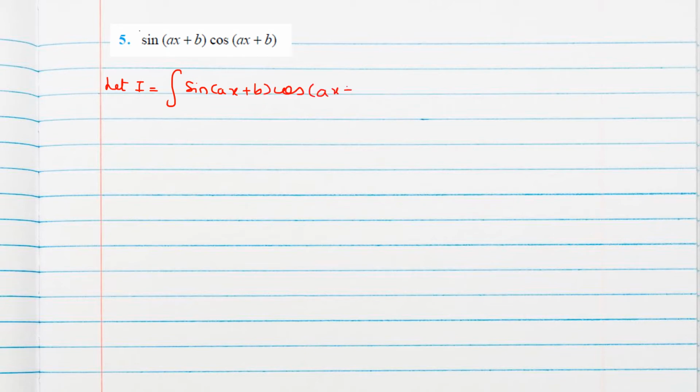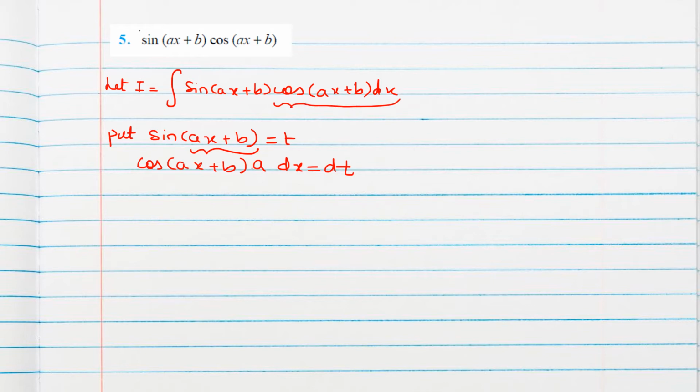Okay, then put sine of ax plus b as t. So the derivative of sine will be cos of ax plus b, and then the derivative of this ax plus b, which is a, because this is a composite function. So a dx equals dt. But we have cos of ax plus b dx only in our question. This a we can shift to the other side. So cos of ax plus b dx will be dt by a.